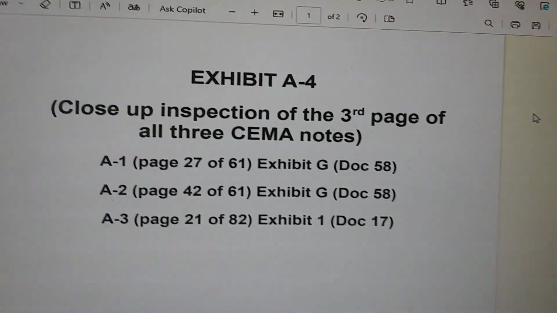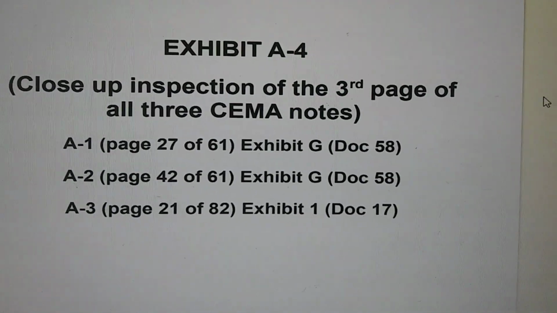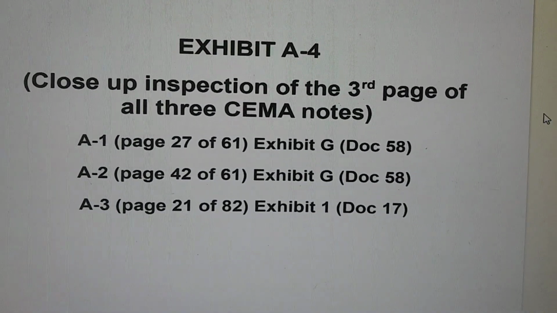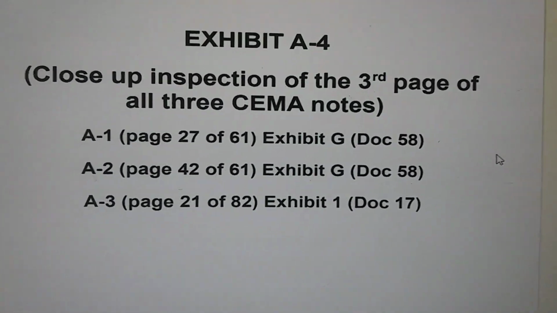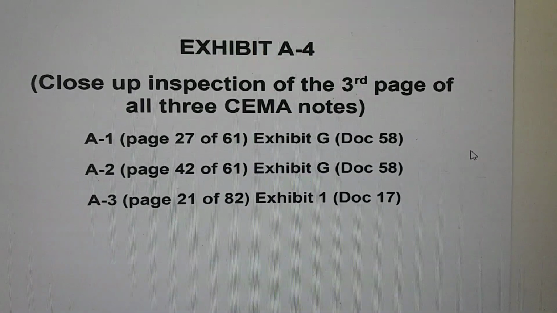Okay, here is exhibit A4, which is a close-up inspection of the 3rd page of all 3 SEMA notes. As you can see, A1, A2, and A3. So this way you can get a side-by-side look of the 3 forged signatures, and you can tell that they are all different. They don't look the same to me, and therefore they are forged. There can only be one promissory note, guys, and the other side has presented 3 fake notes.